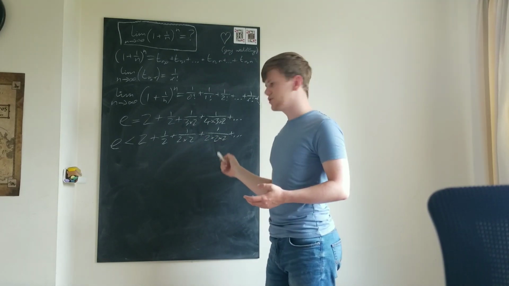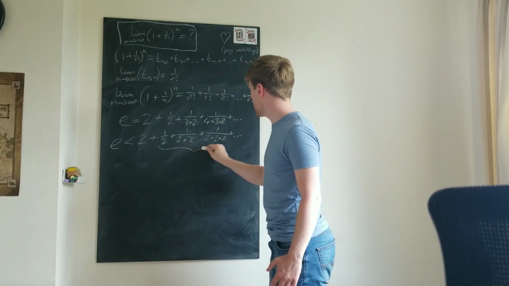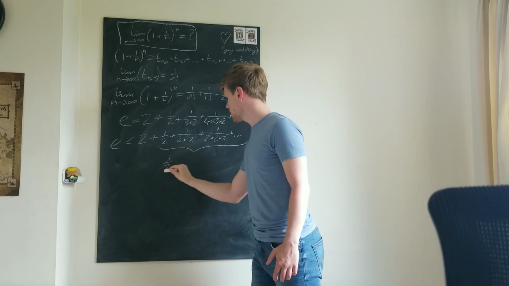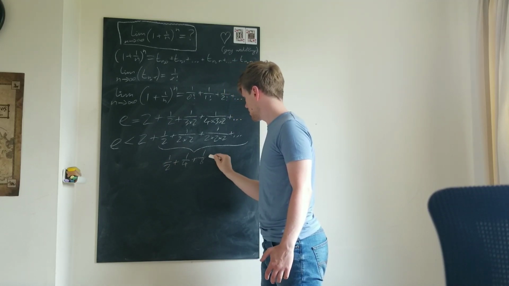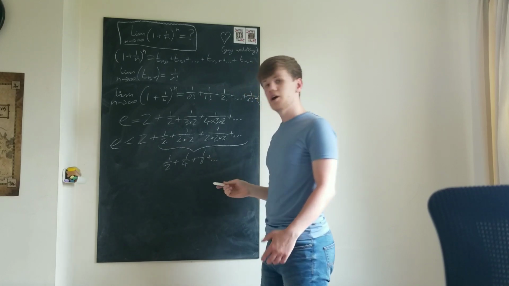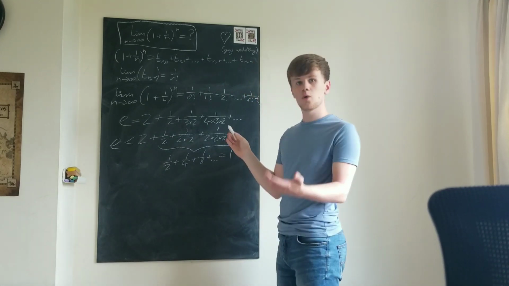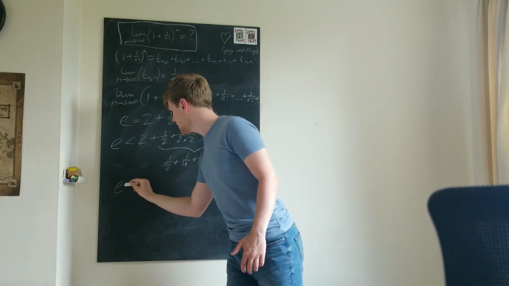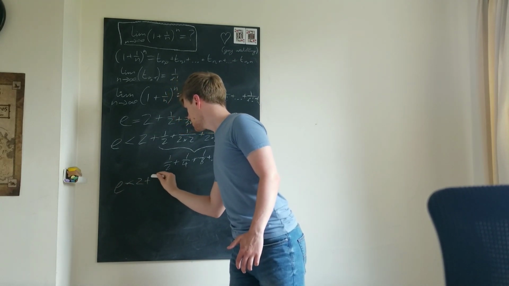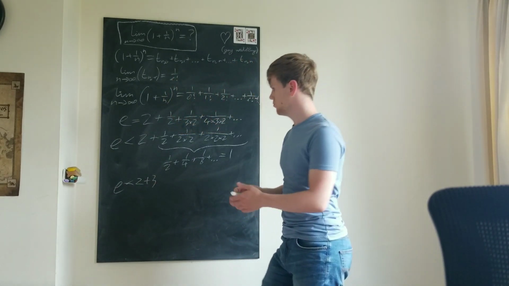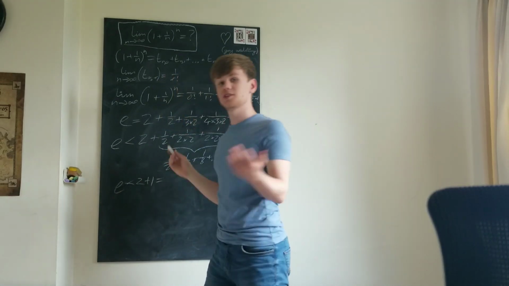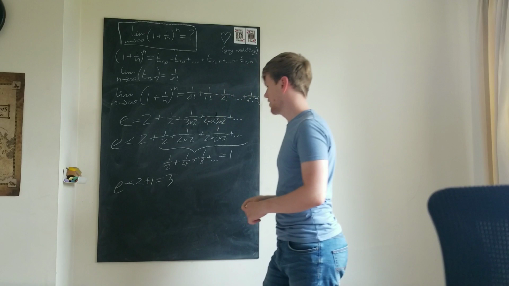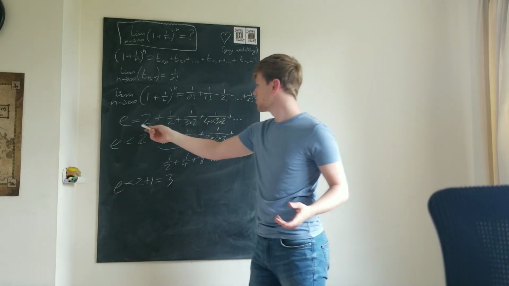But this is actually not too hard to compute, because a half plus a quarter plus an eighth and so on, this is just a geometric series and it evaluates to 1. And so e is less than 2 plus 3. Oh, 2 plus 1. Which is equal to 3. Getting ahead of myself there. Right, and obviously e is also greater than 2.